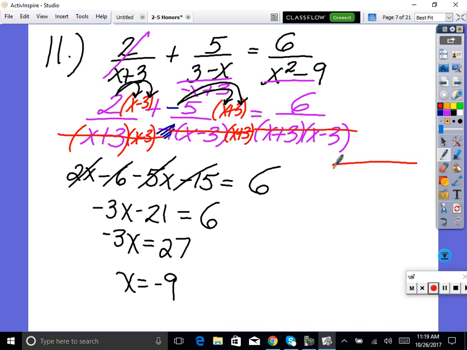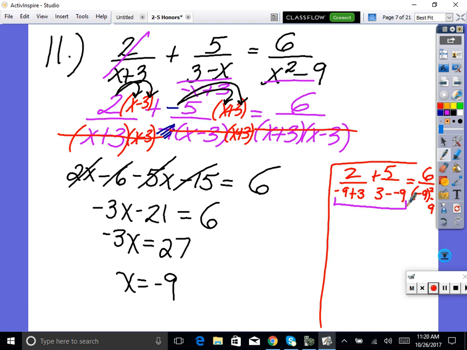So in my checking, I would be doing 2 over negative 9 plus 3, plus 5 over 3 minus negative 9. Does that truly equal 6 over negative 9 squared minus 9? So guys, everybody type this in, this side, what do you get? Type in this side, what do you get? If you type in this side, you get 6 over 72. When you type in this side, do you get 6 over 72? I don't know, you tell me. Yes, you do. So we're good.